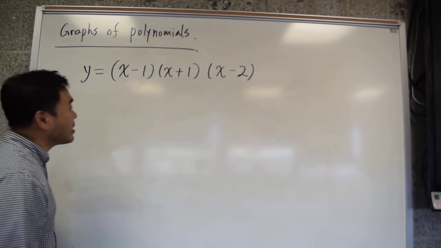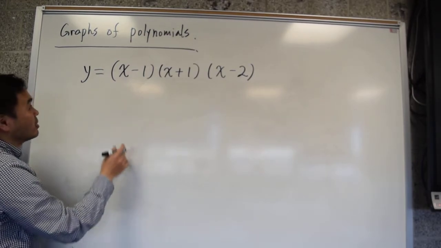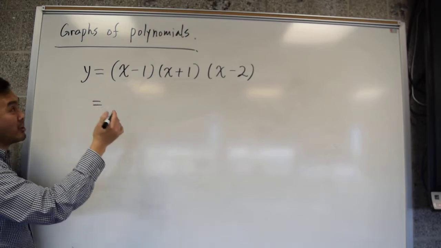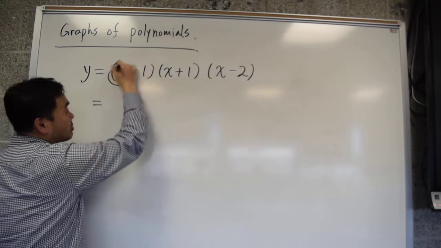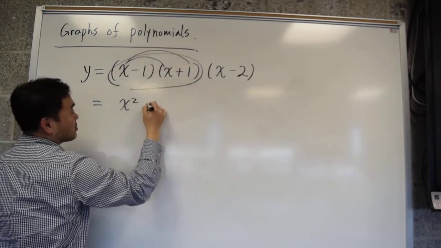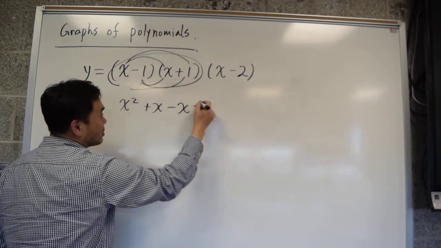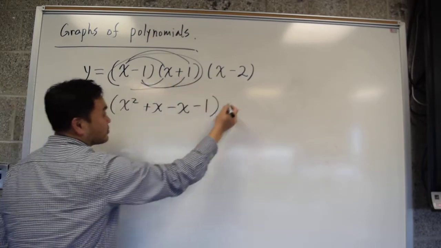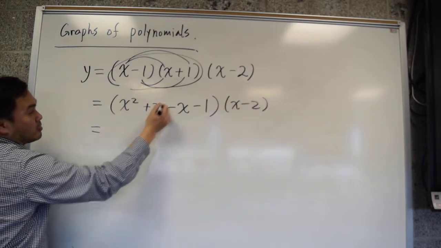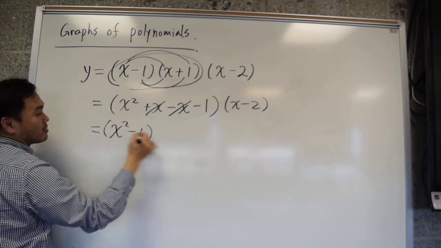Now, I would like to view this function in two different ways. This is in factor form, but we can also multiply them out, right? You can FOIL it. So I can multiply these two together. X times x is x squared. X times 1 is plus x. Negative 1 times x is minus x. Negative 1 times 1 is minus 1. And then these two cancel, and you have x squared minus 1 times x minus 2.